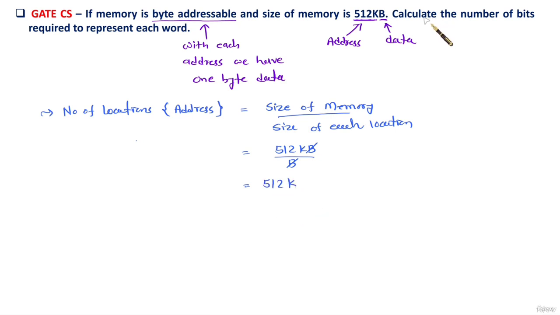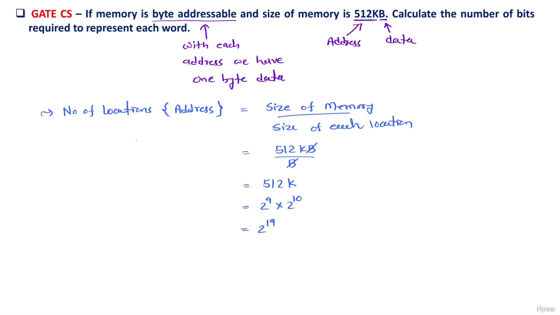But the question is to calculate the number of bits required to represent each word. When you want to calculate the number of bits, you have to identify this number of locations in the form of 2 to the power n. So 512 means 2 to the power 9, K means 2 to the power 10. So in total 2 to the power 19 locations are there. So how many bits are required to represent each location?